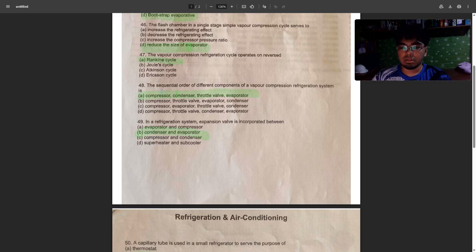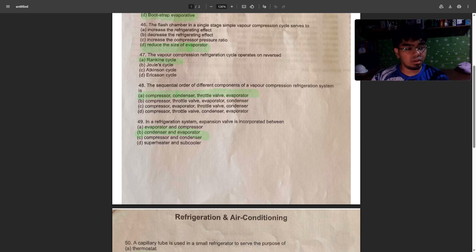Next, the sequential order of different components of a vapor compression refrigeration system is A. Compressor, condenser, throttle valve, evaporator. B. Compressor, throttle valve, evaporator, condenser. C. Compressor, evaporator, throttle valve, condenser. Or D. Compressor, throttle valve, condenser, evaporator. So the correct answer would be letter A.